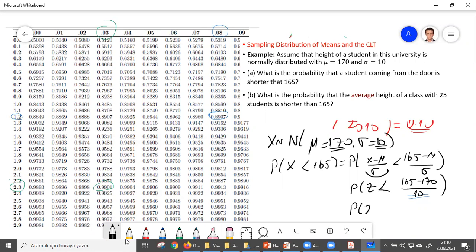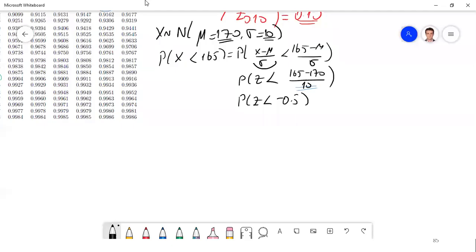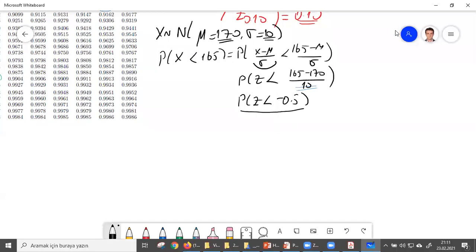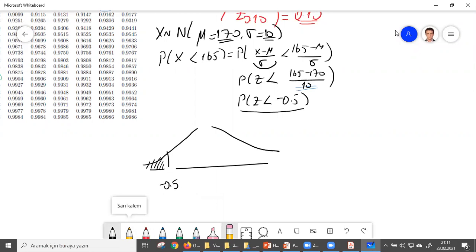Z is smaller than 165 minus 170 divided by sigma, which is 10. So this is the probability that z is smaller than or equal to minus 5 over 10, which is minus 0.5. So how to find this minus 0.5? Well, I will try to find this probability. This is a symmetric distribution, so finding the probability that z is smaller than minus 0.5 is equivalent to finding the probability to the right of 0.5.